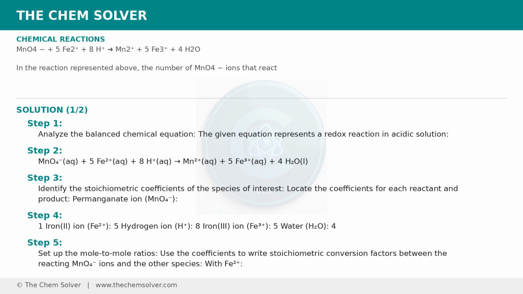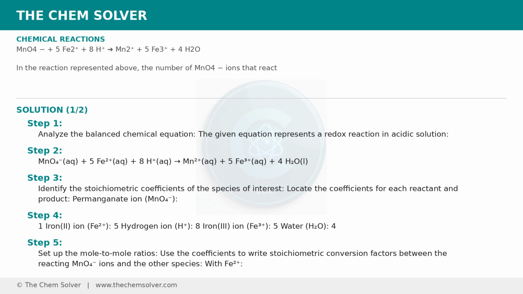Analyze the balanced chemical equation. The given equation represents a redox reaction in acidic solution. MnO4⁻ + 5Fe²⁺ + 8H⁺ gives Mn²⁺ + 5Fe³⁺ + 4H2O.